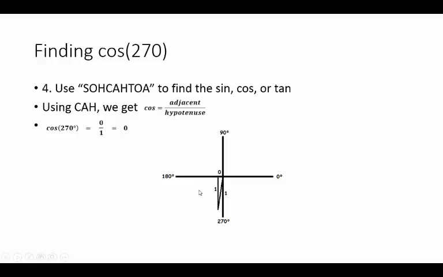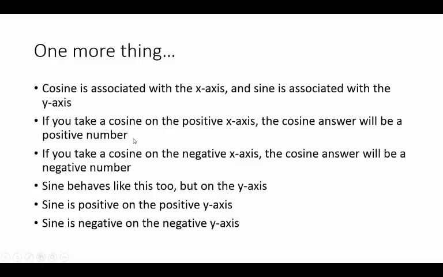Now we use SOHCAHTOA, and we find that the cosine of 270 is the adjacent side, which is 0 in this case, over the hypotenuse, which is 1. The diagonal line is 1. 0 over 1 is 0, so the cosine of 270 is 0.